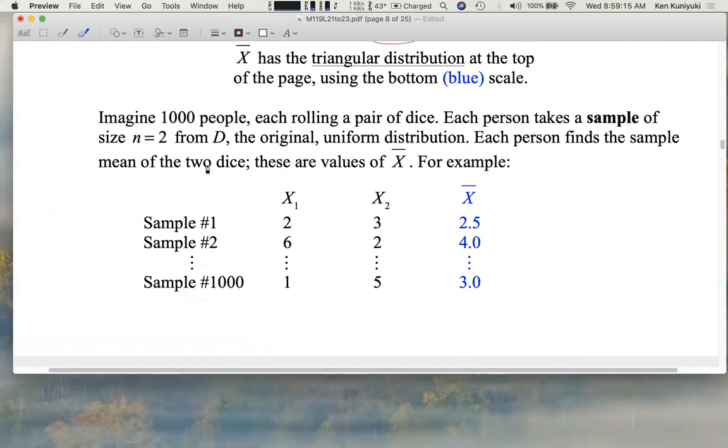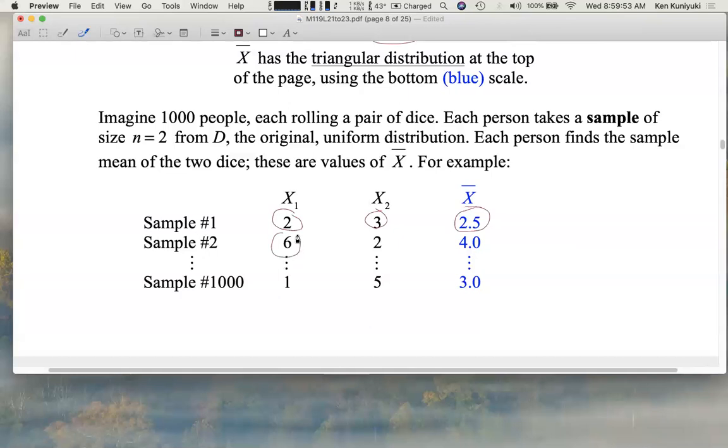And then each person finds the sample mean of the 2 dice that that person rolls. And then these values here will be the values for x bar, the sample means. So for example, student number 1 rolls a red die and a green die. Let's say that for sample number 1, the result on the red die is 2, the result on the green die is 3. Then the result of the sample mean for student number 1 is 2.5, the average of 2 and 3.